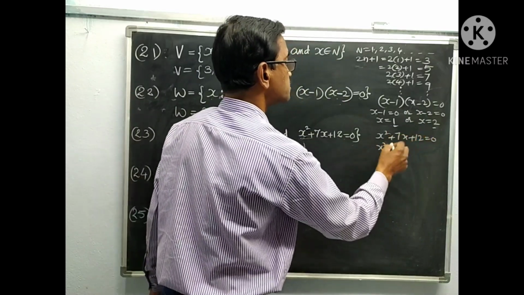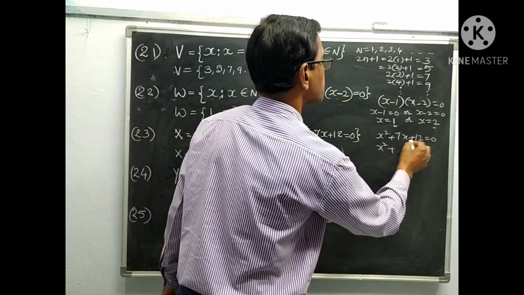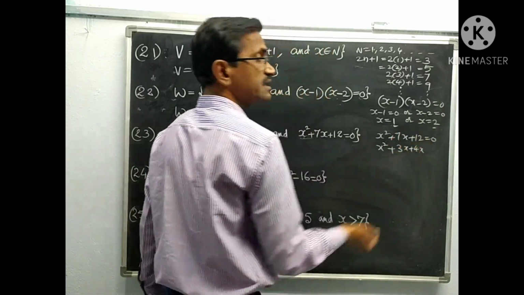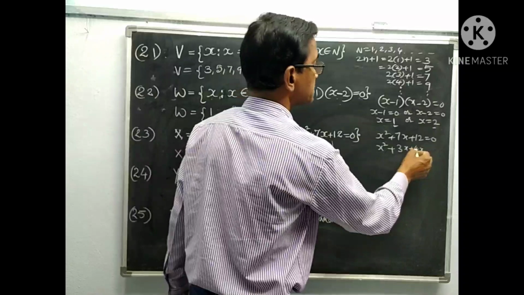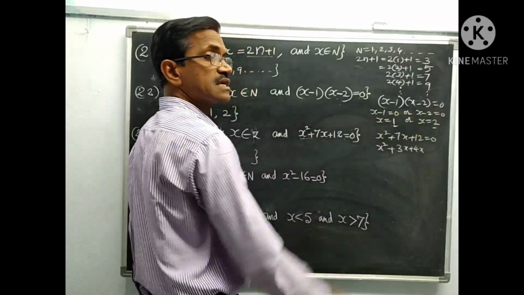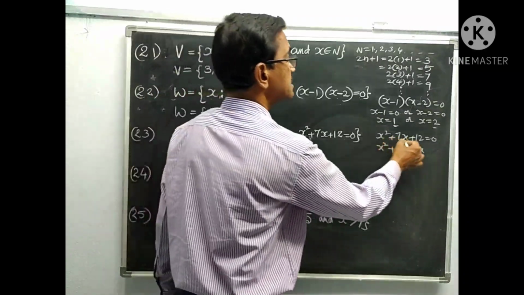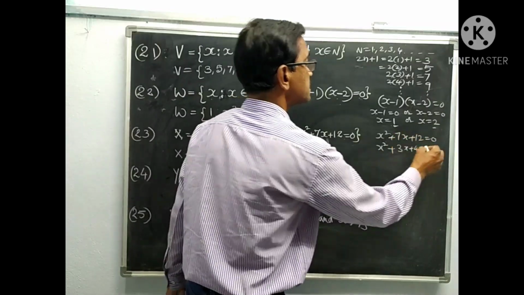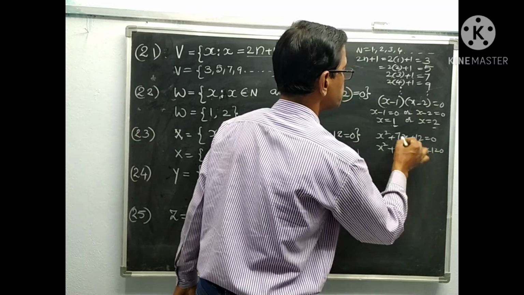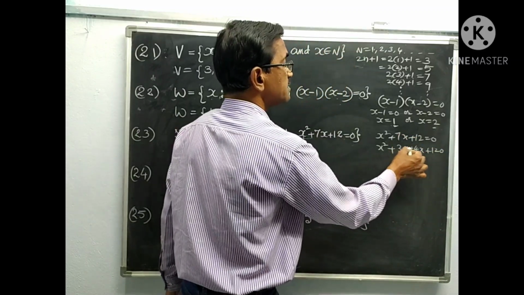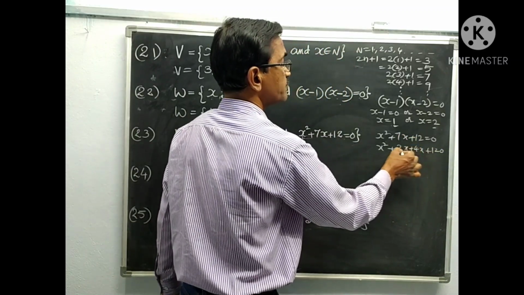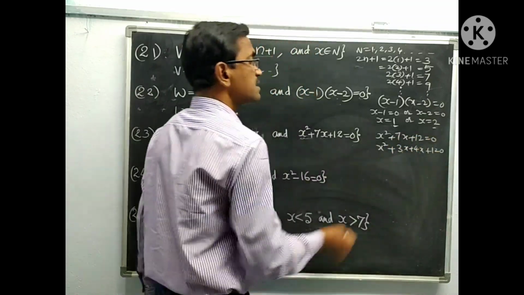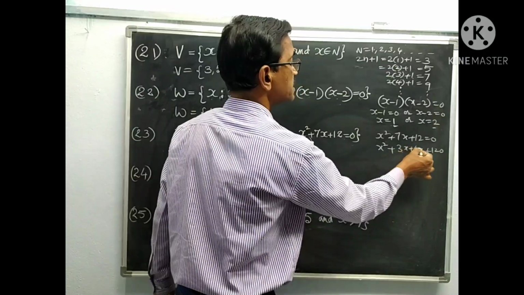Here 12 is there, so 7x should be split as 3x plus 4x. 3 plus 4 is 7. I will explain in another video how to solve this easily. So x square plus 3x plus 4x plus 12 is equal to 0. We have to split 7 such that the sum of two numbers should be equal to 7x and the product should be equal to this 12. 3 into 4 is 12, 3 plus 4 is 7.